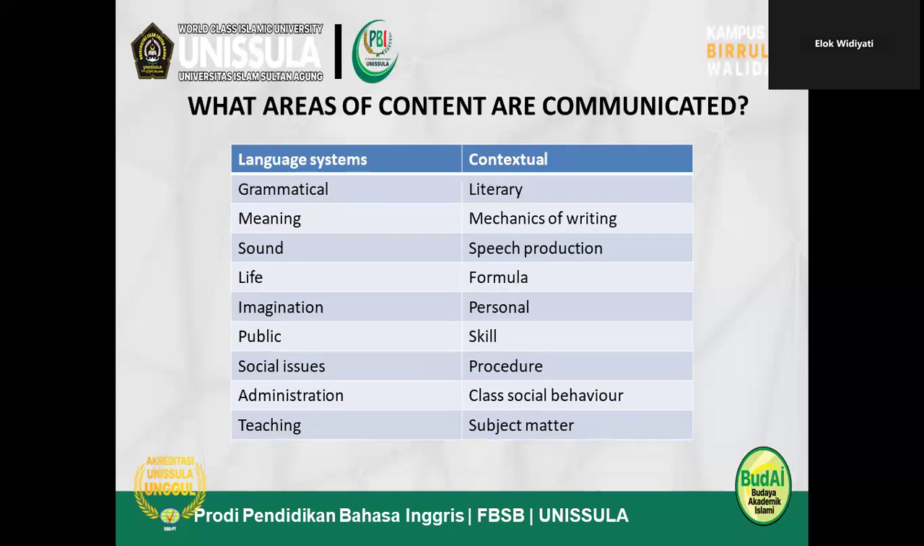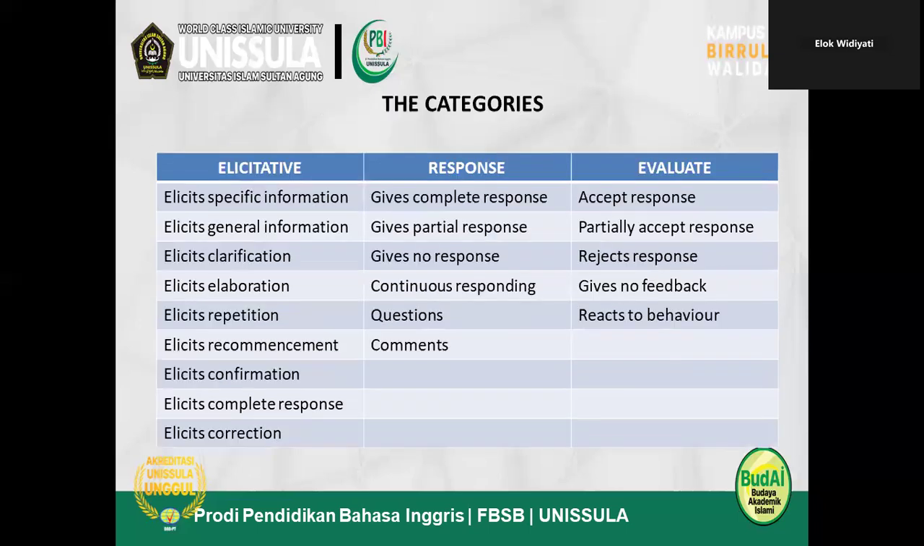Now here, what are the areas of content being communicated? I would like to make two columns because there are so many items here coming from the language systems, grammatical, meaning, sound, life, imagination, public, social issues, administration, teaching, contextual, literary, mechanics of writing, speech production, formula, personal, skill, procedure, class social behavior, and the last is subject matter.